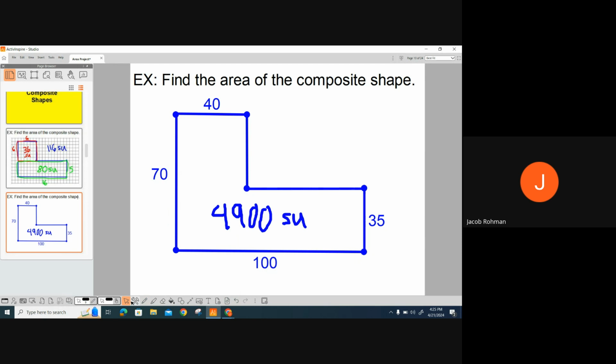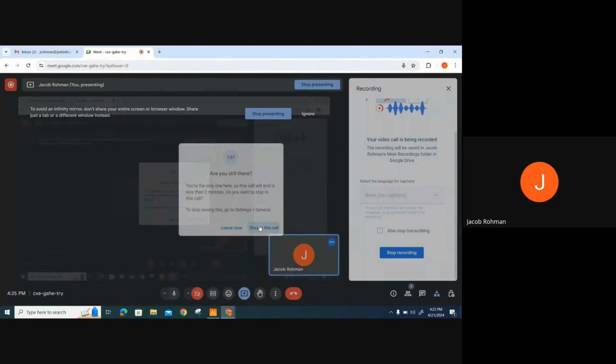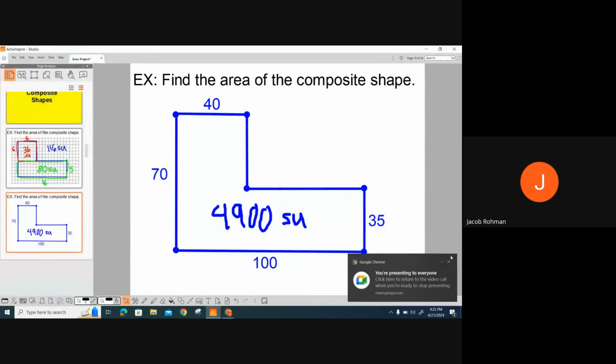And then for other shapes, you may have a rectangle paired with a trapezoid, or a rectangle paired with a circle or a half circle, or you might have a rectangle paired with a triangle or a parallelogram. There are lots of different pairs of shapes that can be composite. So I'm going to show you some other examples that go along with this assignment.